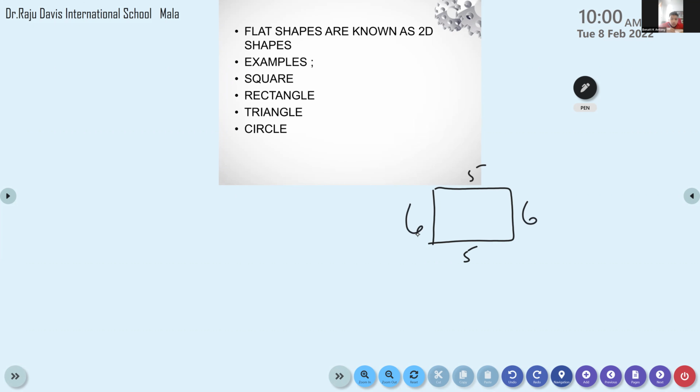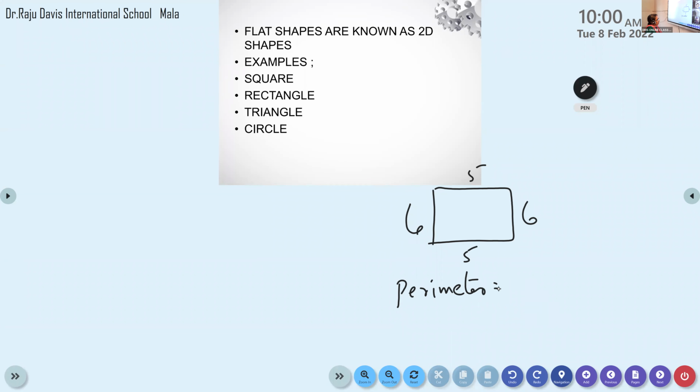Should we write this? Delna, no need of writing, just listen. Delna, what is the perimeter of this rectangle now? Yes, ma'am. How will you find the perimeter? Ma'am, we want to write this. No need of writing, just listen.